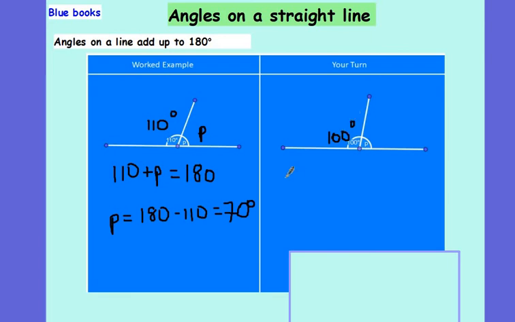Right-o, let's check how we did. I need to do 180, take away 100, which leaves me with 80 degrees. So P in this case was 80 degrees.